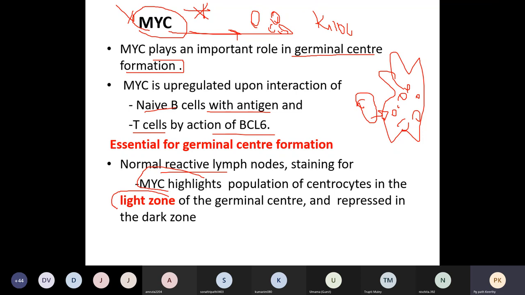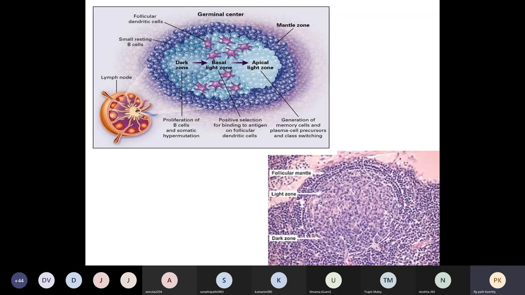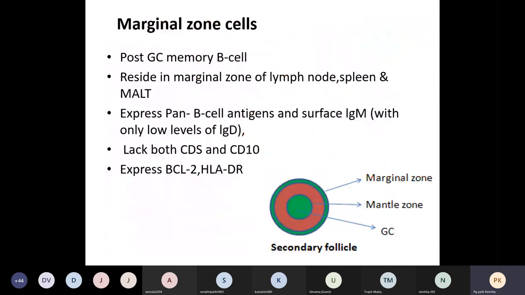So see, this was your germinal center, right? This is a secondary follicle, right? First, we know the secondary follicle. Somewhere will be the diagram of it. This is our secondary follicle. In between, in the center was your germinal center. Then is your mantle zone. Then is your marginal zone, right? So now we are discussing about the germinal center. What all the parts of the germinal center are we discussing?